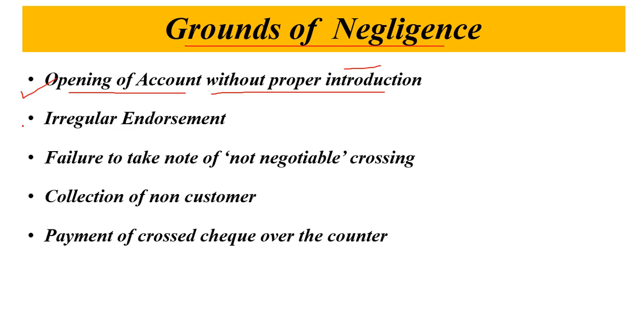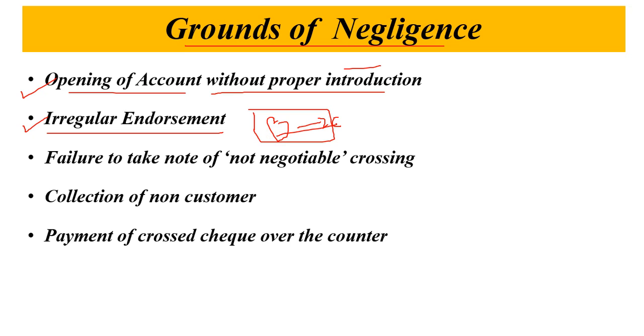Next is what? Irregular endorsement. Endorsement means transferring the check to a third party. Whenever the check is there, this is the check, and behind the check if you sign and give it to a third person, that means what?